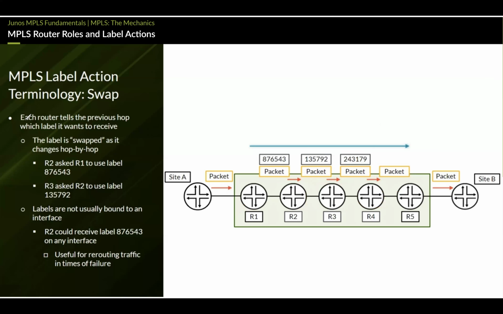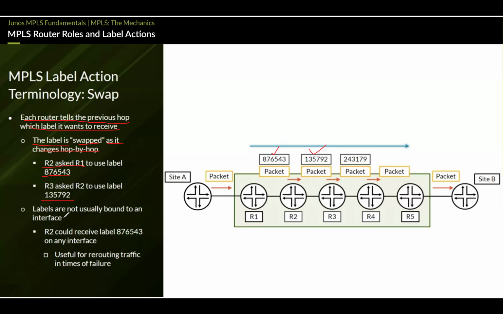So see here, each router tells the previous hop which label it wants to receive. The label is swapped as it changes hop by hop. R2 asked R1 to use this label. R3 asked R2 to use this label. Labels are not usually bound to an interface.